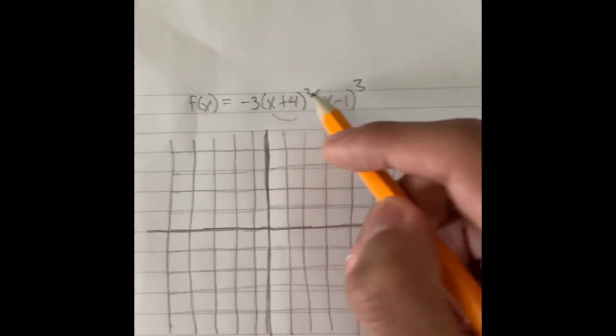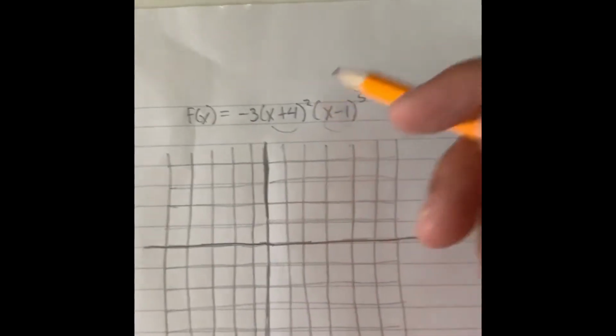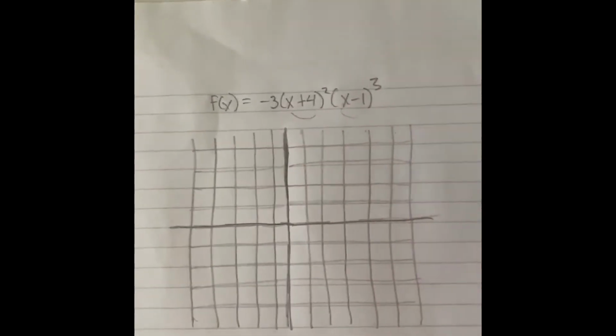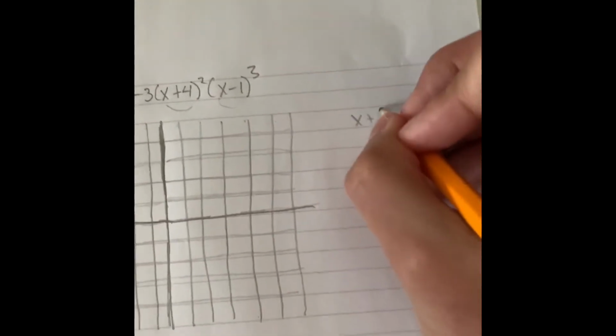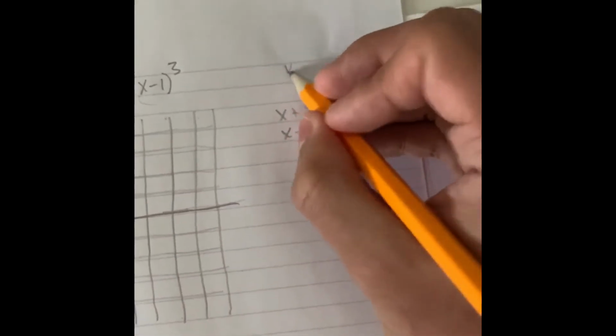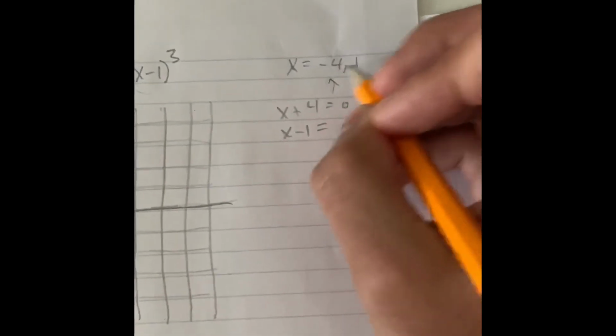4. So you have to make both of these expressions equal to 0. Whatever is inside the parentheses, and then you have to solve for them. So x plus 4 equals 0, x minus 1 equals 0, and then you get x equals negative 4 and 1, right? Those are the two x's.